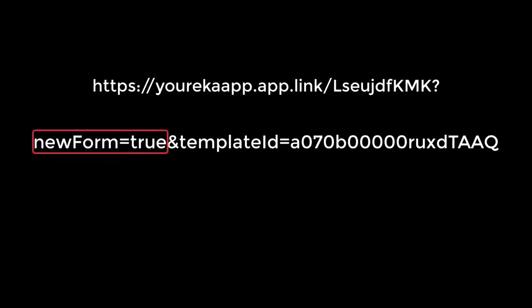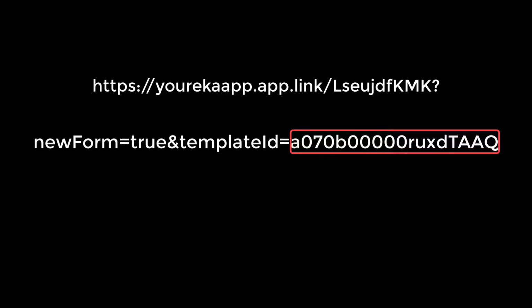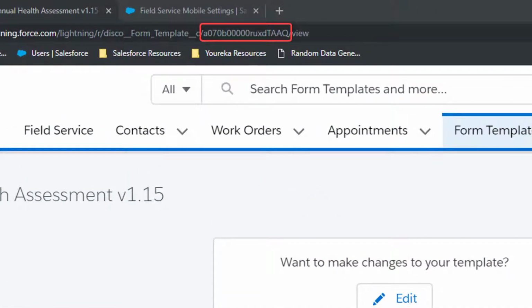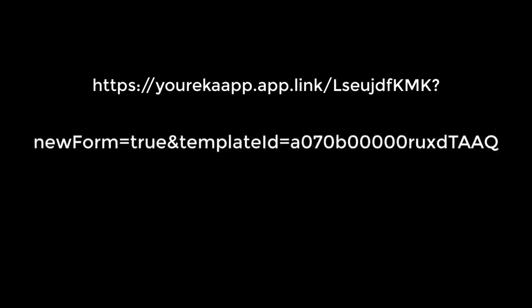First of all, the first section of your deep link is going to be the same for every single Youreka user. So you're going to have that section first. The second part here is just a couple of commands that we have for the system. The first one in this case is I want it to create a new form every time I use the link. And then the second command is to actually use the template ID that this form is for. So in Salesforce, we can find that template ID and put that inside of the link.